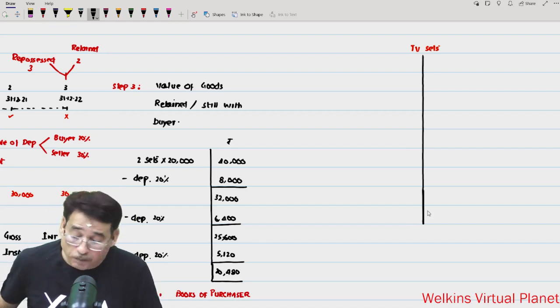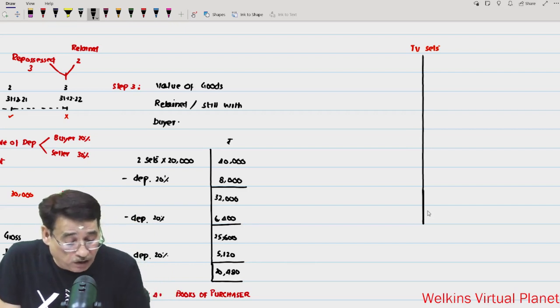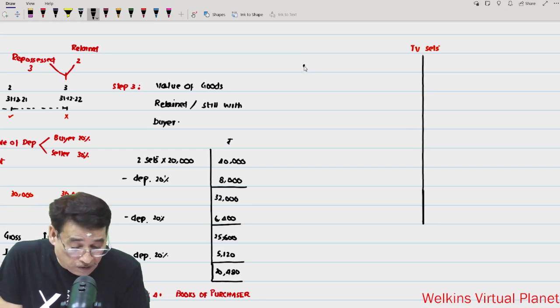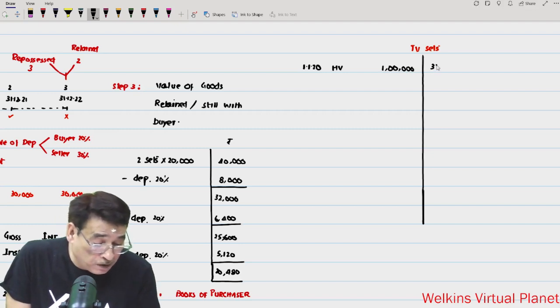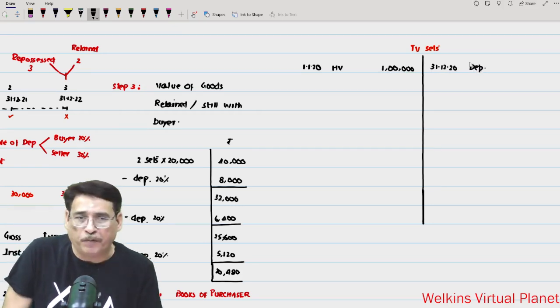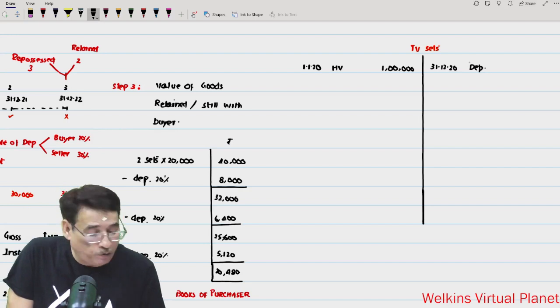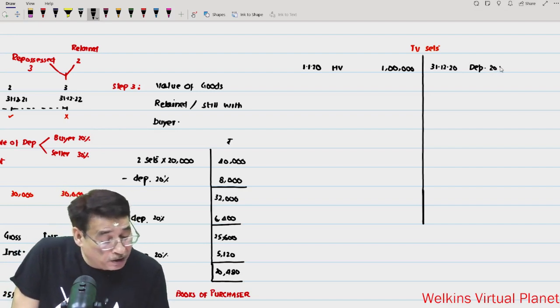If I am going to prepare the TV sets account, first of all, here I am going to write on 1/1/2020, I think this was the date on which we purchased the item from the hire vendor. 5 sets, total cash price 1 lakh. We will reach the end of the year, 31/12/2020. We will charge the depreciation. Because we are preparing this account in our work, we are going to charge depreciation at the rate of 20%, 20,000.